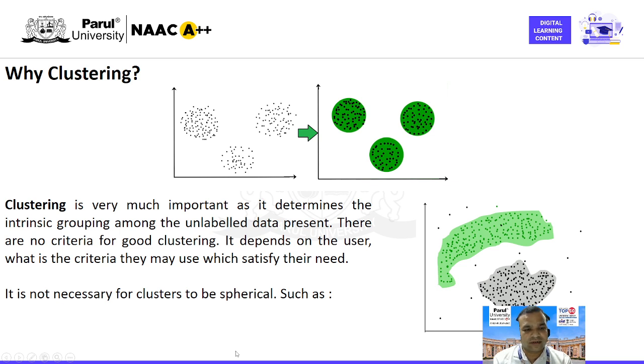There are no criteria for good clustering. It depends on the cluster and on the user, on what criteria satisfy their need. According to the user requirement, we can create the cluster. There is no specific criteria to make a good cluster. Got my point? So it depends on the user, on all of us. You have to use the criteria which satisfy their need according to the requirement. We can do that. Okay.